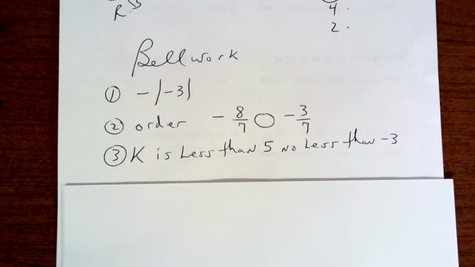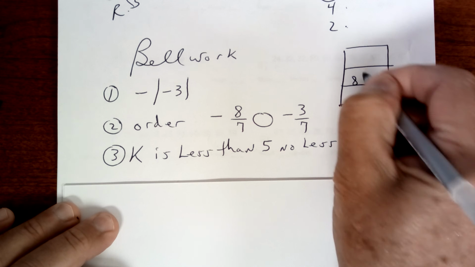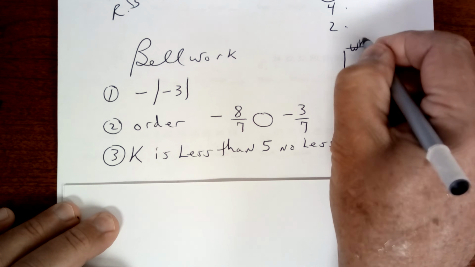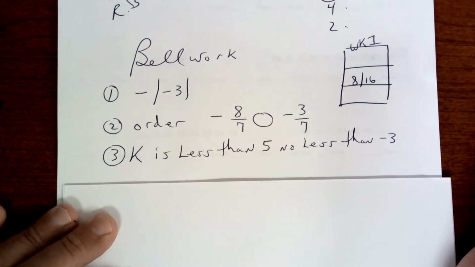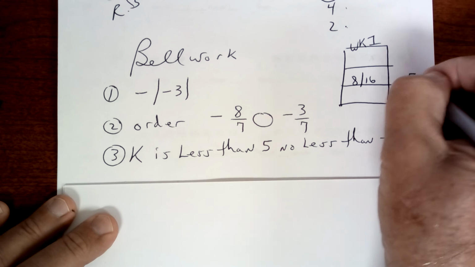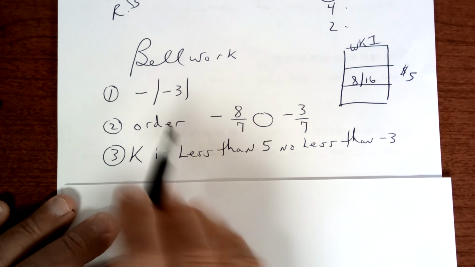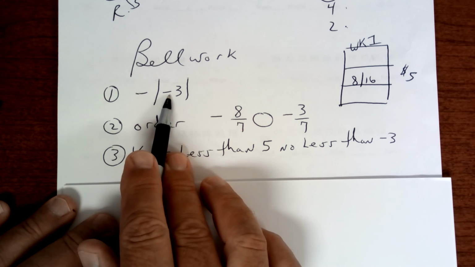Okay, so fold your paper. 8/16 goes in the middle. Put week 1. Put date. And let's work these. If you have your math fee, I'll come around and collect that. Also, your phone should be on the wall. This right here, the absolute value is 3, but the negative makes it -3.